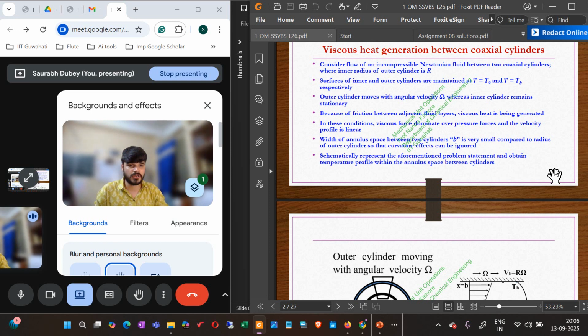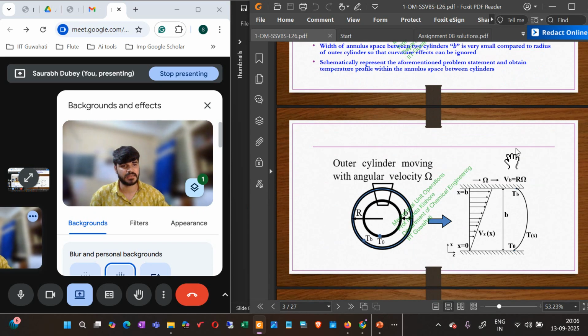So the width of the annular space between two cylinders is b, which is very small, and you have to schematically represent the aforementioned problem statement and obtain the temperature profile within the annular space between the cylinders. This is parabolic, they are showing, but it could be anything depending on the rheology of the fluid flowing through it, even if viscous dissipation is happening. So it is very important not to assume it to be parabolic, rather go with the procedure that will be conveyed to you, right?